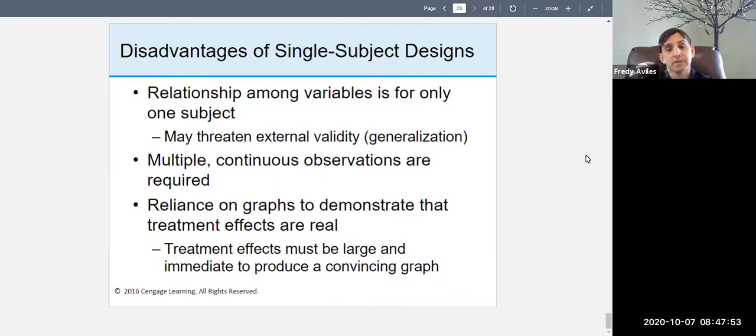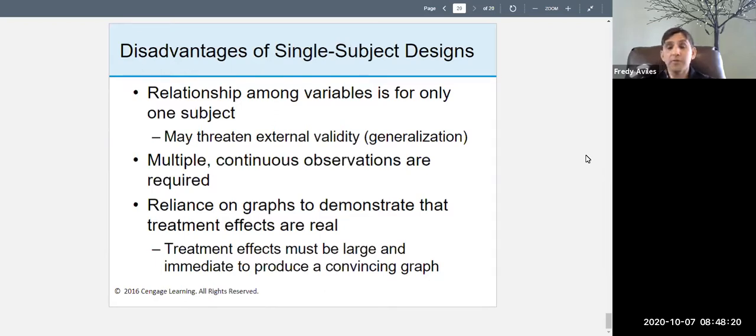If you really want to know if something is working, like a drug, it depends on the drug. It depends on the treatment. It depends on what they're suffering from, the person that you're trying to treat, okay? And another big problem, which is, in my opinion, a very important one, is the reliance on graphs to demonstrate that the treatment effects are real.